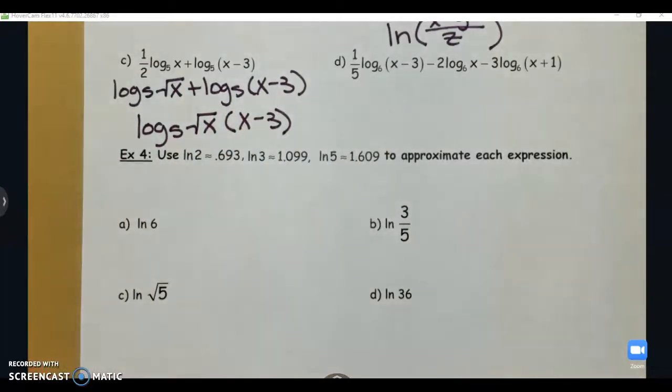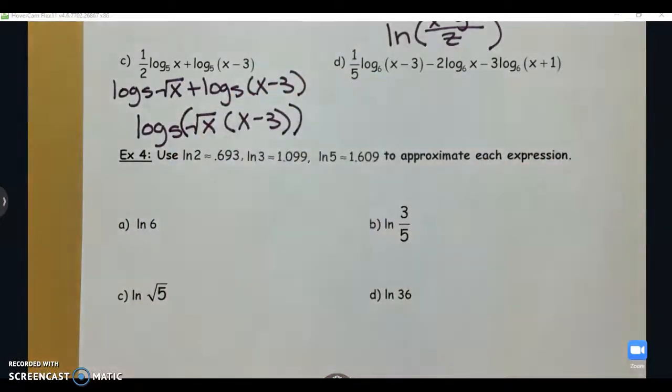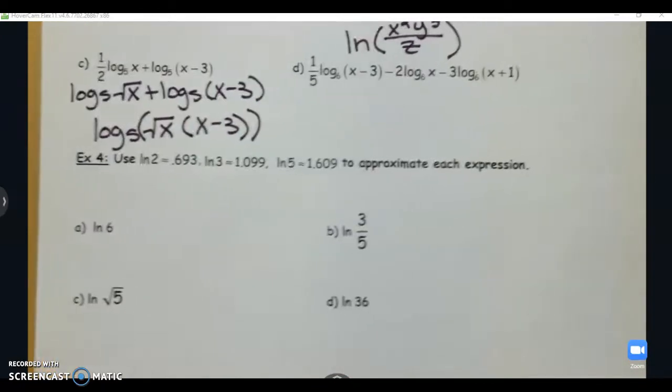And that consolidates that logarithm into one expression. And I'm going to go ahead and put an extra set of parentheses around what I'm evaluating in this log. All right, on to D.